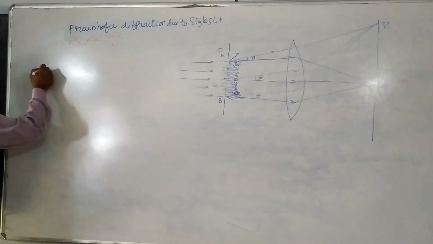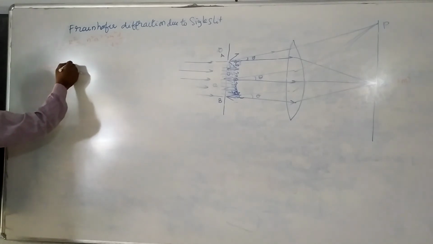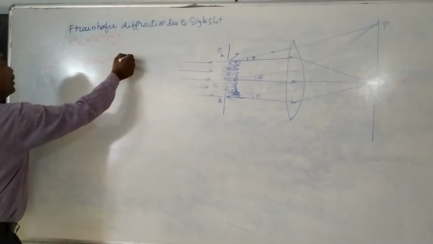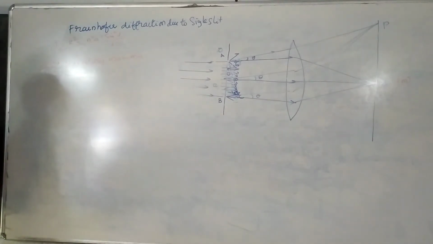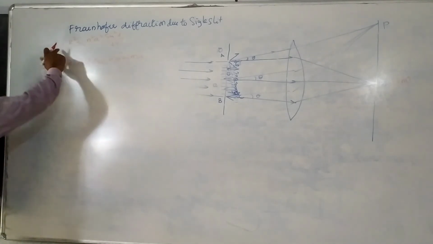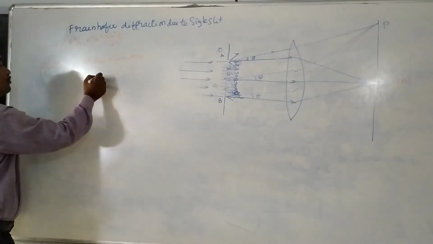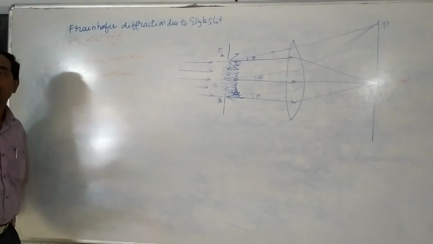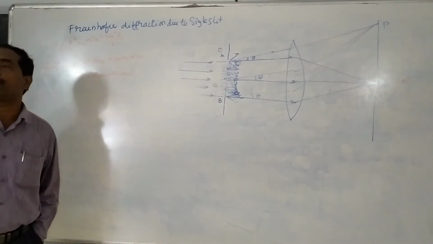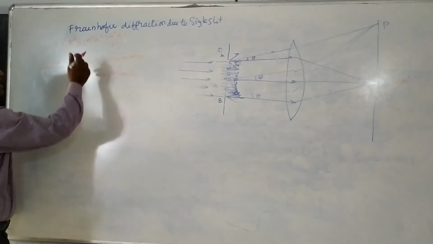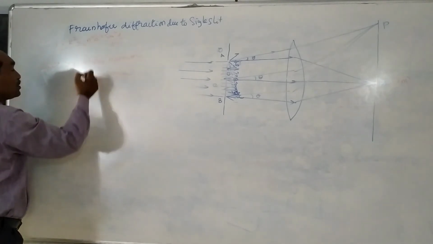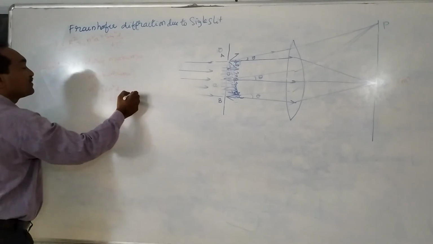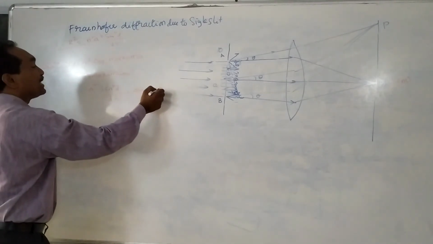Now case 3, secondary maxima. What is the secondary maximum? Maxima is nothing but the intensity must be maximum. Intensity must be maximum is nothing but the maximum intensity, that is the secondary maximum. So for this case, I is equal to maximum, and A is equal to capital A, that is A square sin square alpha by alpha square is equal to maximum.